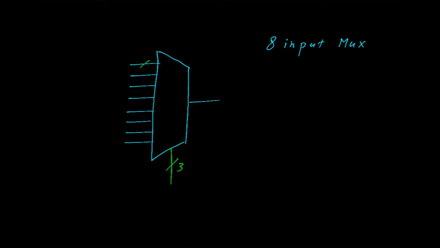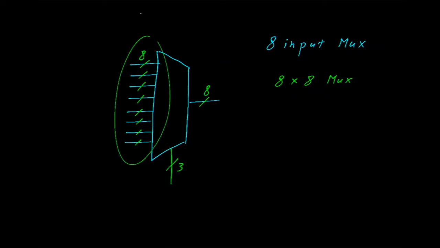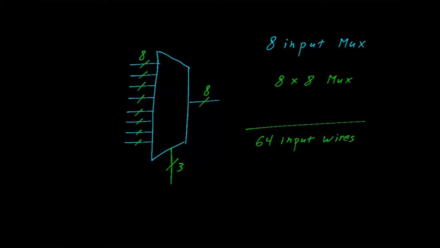The same goes for the input wires on the bus. So if we were to do this, and we were to say 8 and 8, this would now be an 8 by 8 mux. It has 8 unique inputs where each input consists of 8 wires. If we were to put this all together, we would see that there are 64 input wires, 8 output wires, and 3 select lines.